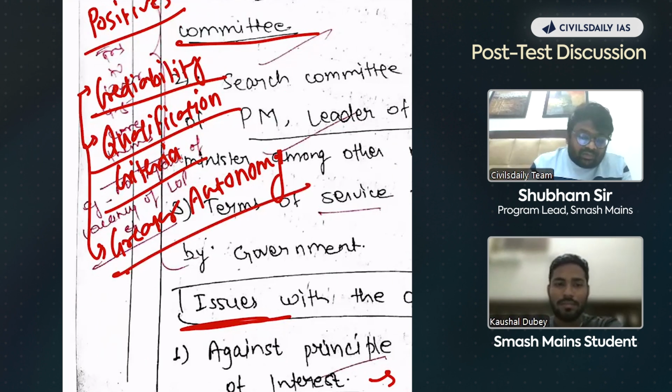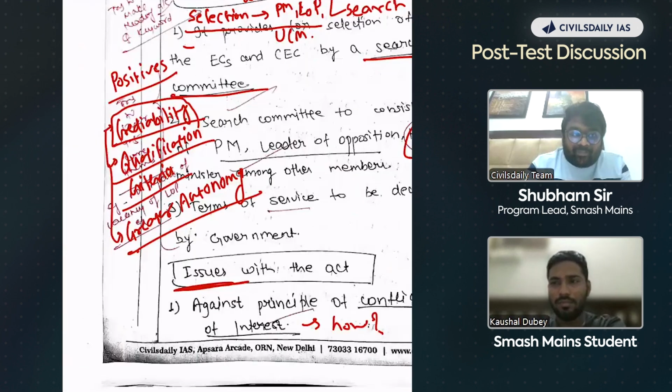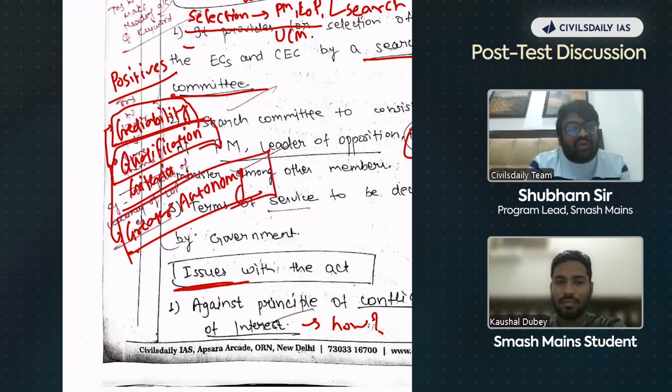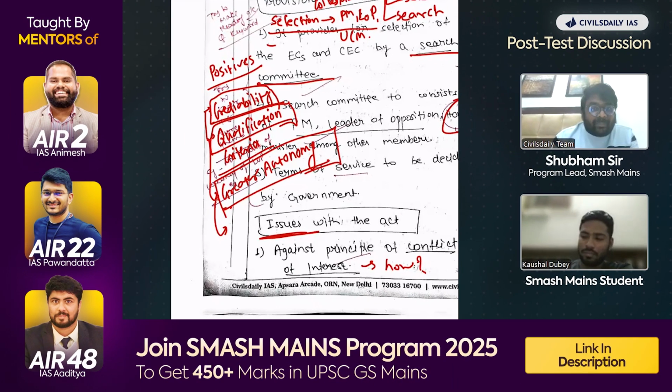Right. So the credibility, why? If you know the provisions, from those provisions themselves you can get the positives of the act. Right. So greater credibility, then they have provided the qualification criteria as well. Then that will ensure the greater autonomy of the Election Commission of India. Right. And if you have an autonomous Election Commission of India, what will happen? Free and fair elections. Yes, free and fair elections.